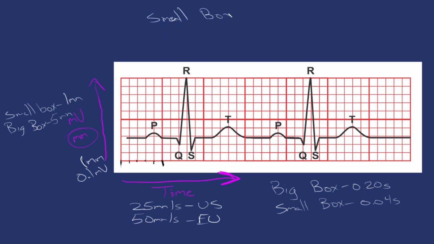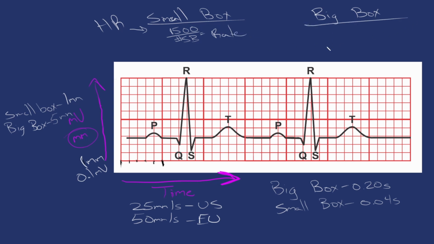So small box, and then we have a big box method. This is for our heart rates over here, and this can be used for atrial or ventricular. It's not going to matter. With the small box method, we're going to do 1500 divided by the number of small boxes, and that's going to get our rate. If we're using the big box method, we're going to do 300 divided by the number of big boxes, and that's going to get our rate.